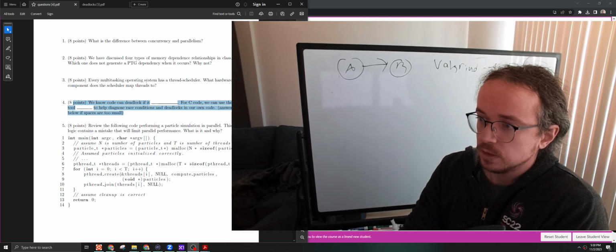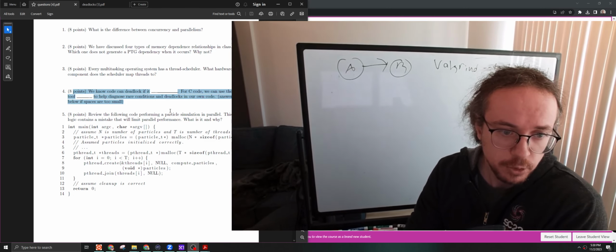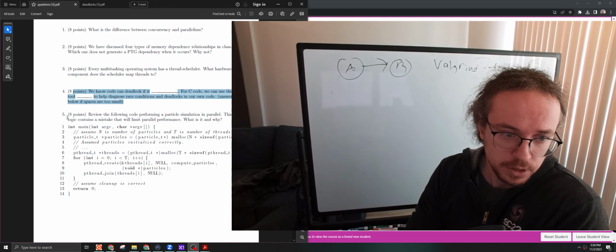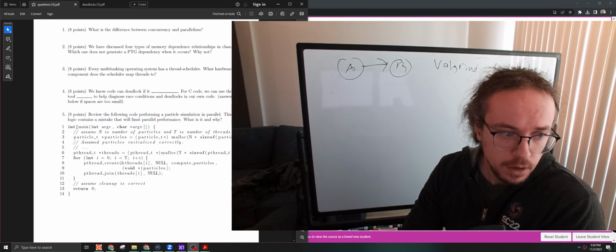All right, back to the exam. Number 5, review the following code performing a parallel particle simulation. This logic contains a mistake that will limit parallel performance. What is it and why?